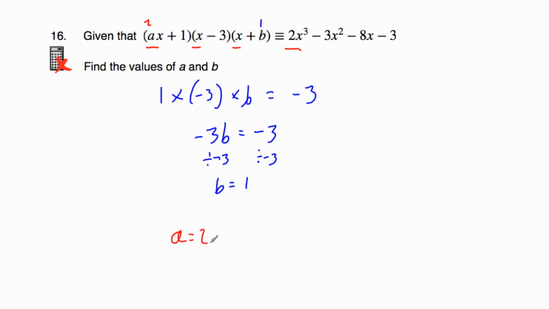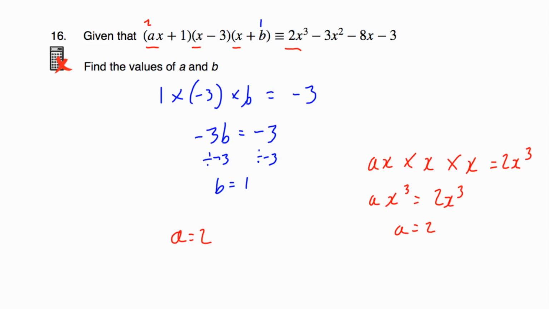So a equals 2, because ax times x will have to equal 2x cubed. Here then you'll have a, and then x times x is x cubed is equal to 2x cubed. So that means that a is equal to 2.